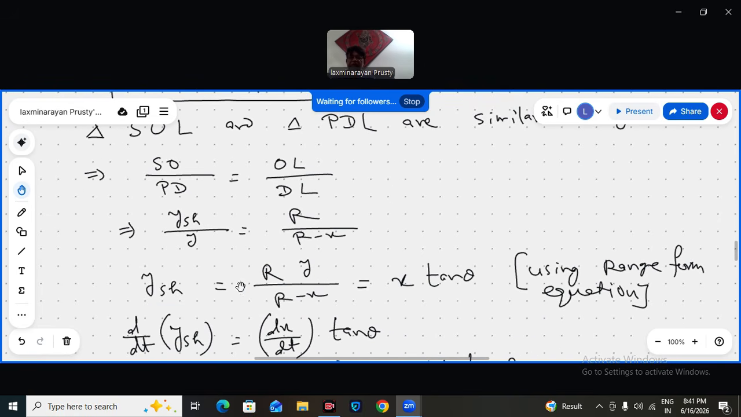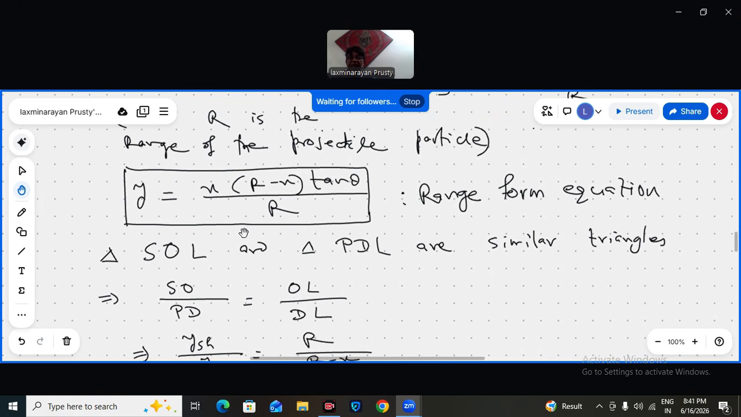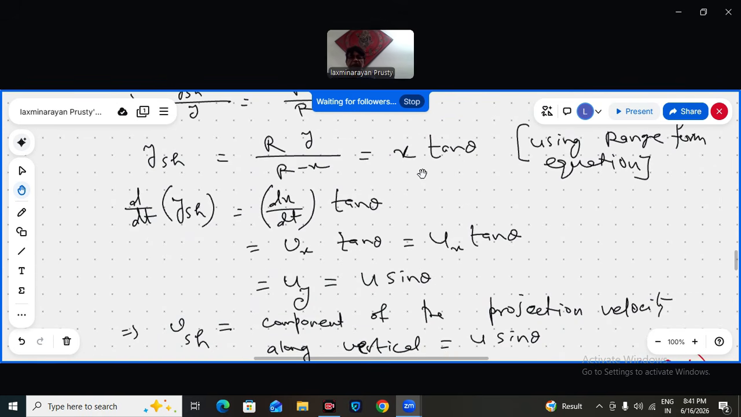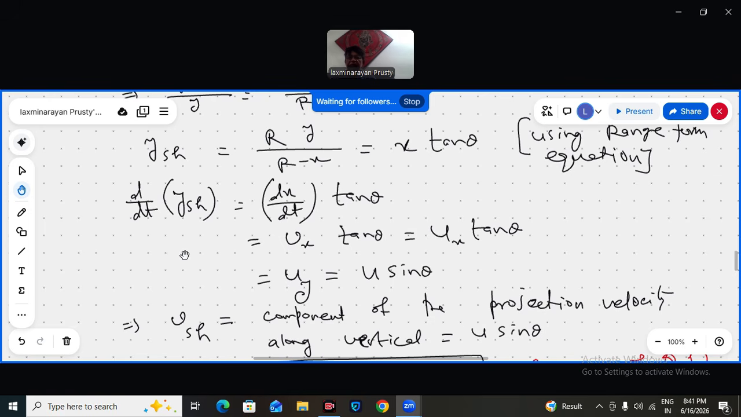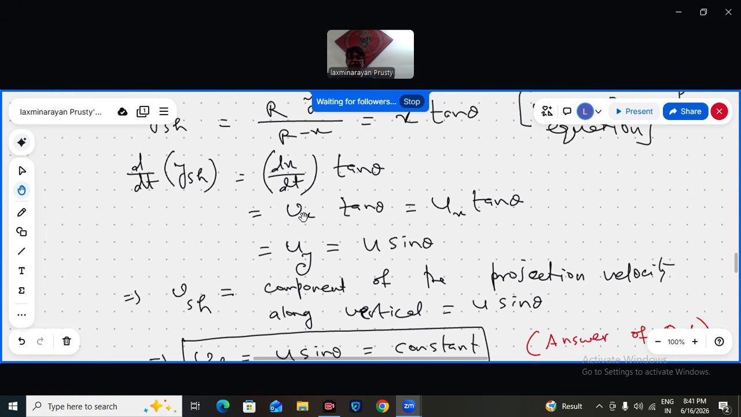So what is ysh? Ry by R minus x. Ry by R minus x is x tan theta from the range form equation. So ysh is x tan theta. So d by dt of ysh: tan theta is a constant because the angle of projection is fixed. So dx by dt tan theta. dx by dt is vx, so vsh is vx tan theta, and vx is always constant.